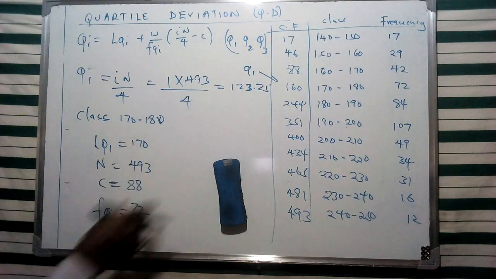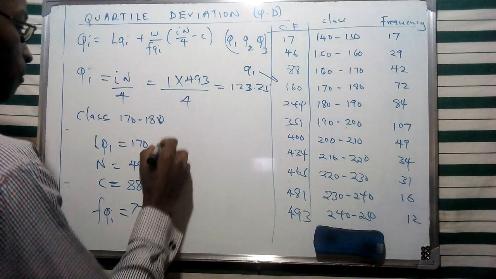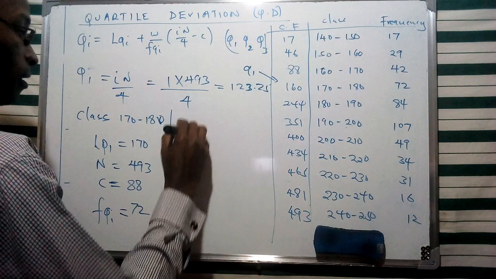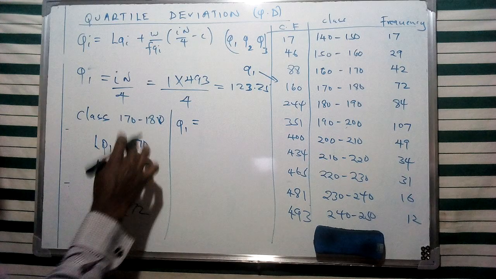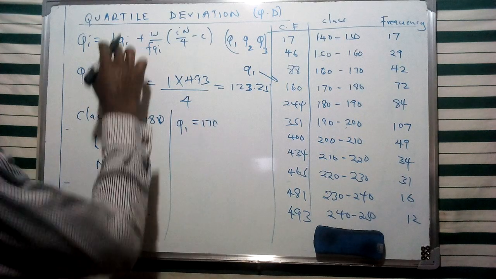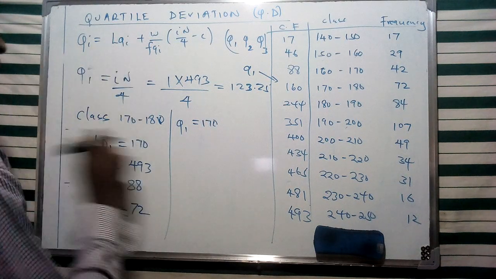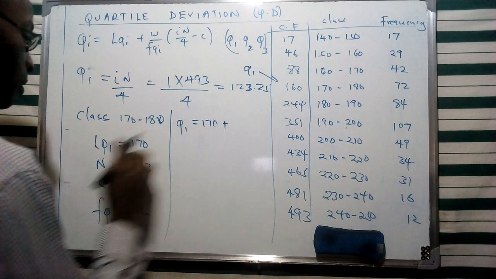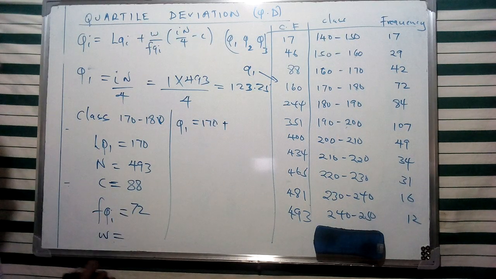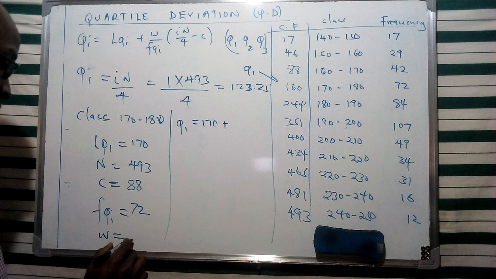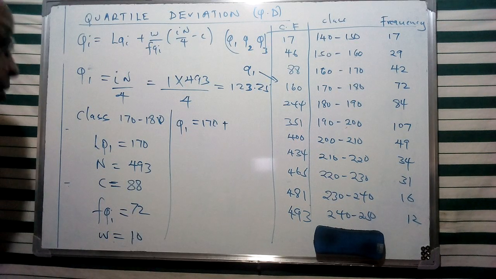And these are going to be the values being substituted in this particular formula, and they're going to help us find the first quartile. So in this case, we shall have 170 for L_Q1, plus W, which is the class size, the difference between the upper and lower class limit.